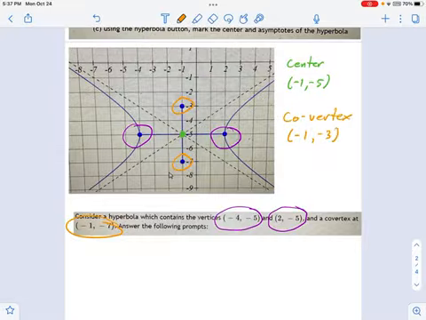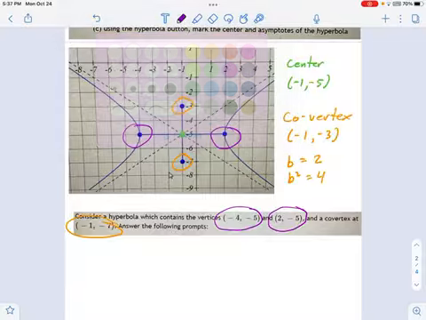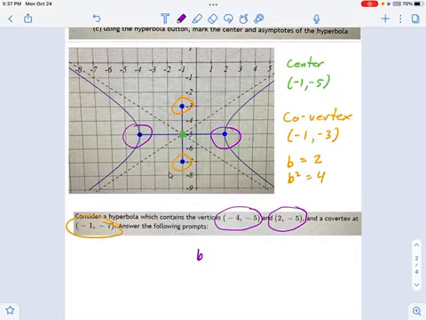Now we have almost everything we need about this hyperbola. This is going vertically, so this b value is going to be equal to 2. That means b squared equals 4. We'll use that in a moment. And we also know if you go horizontally between the two vertices, the a value is equal to 3. That means a squared equals 9.